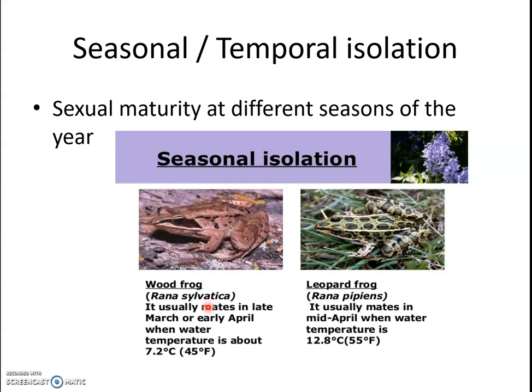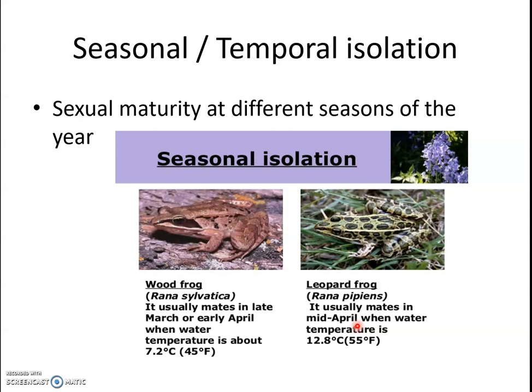Then Rana clamitans may not begin the breeding until others complete their breeding. So here again the water temperature is a major factor. Rana clamitans breed only when the temperature of the water exceeds 60 degrees Fahrenheit. The Rana pipiens prefers a temperature of 55 degrees Celsius. That means their breeding period is around mid-April.